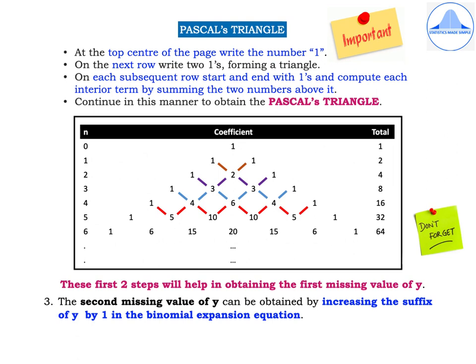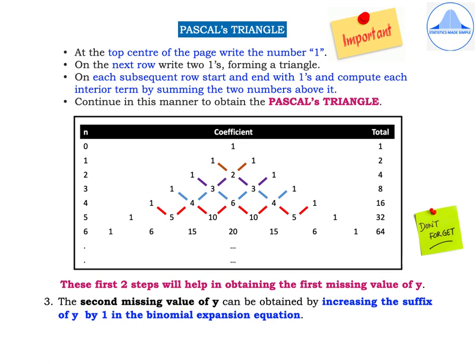Let us now learn how to form the Pascal's triangle, which will help us in finding the coefficients in the binomial expansion method. So see the table which has 3 columns: n, the coefficient, and the total. Now n takes the values 0, 1, 2, 3, 4, 5, 6 and it can continue up to a finite number of values of n.